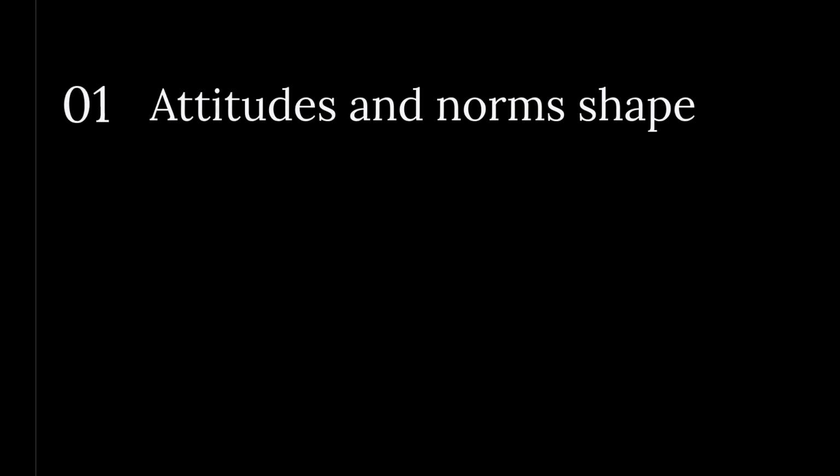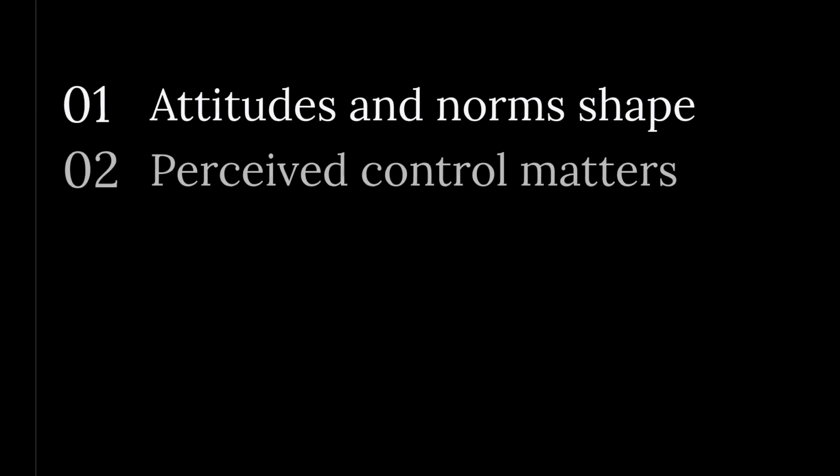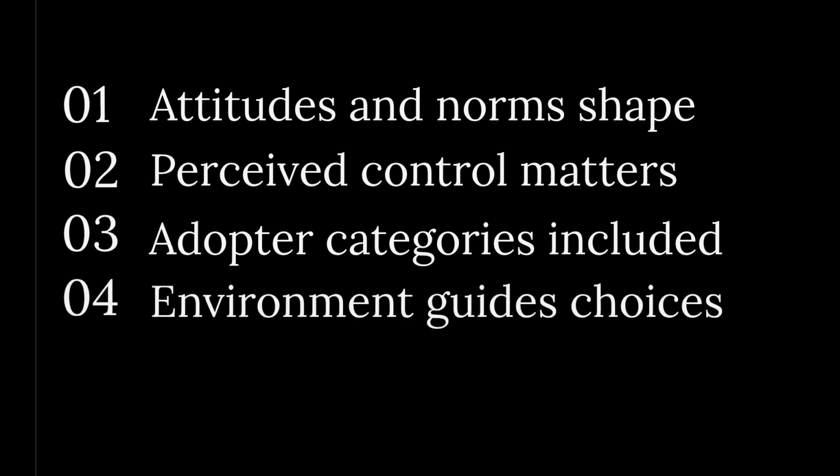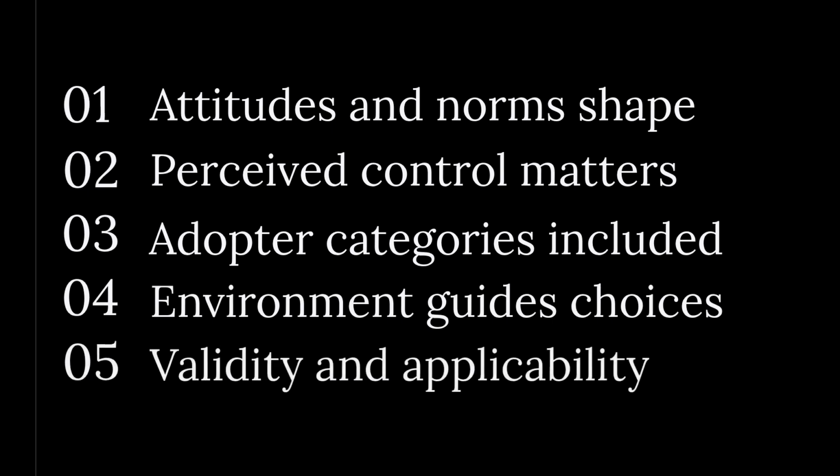The theoretical framework brings selected theories together. From the theory of planned behavior, it uses attitudes, subjective norms, and perceived behavioral control. From diffusion of innovations, it includes adopter categories. From Maslow, it adds motivational insight, such as environmentally conscious decisions. The framework is judged by validity, applicability, and comprehensiveness.